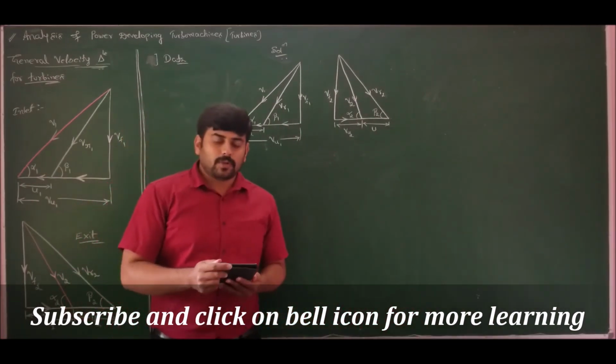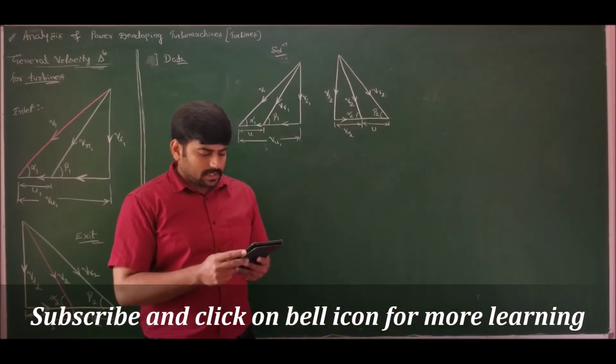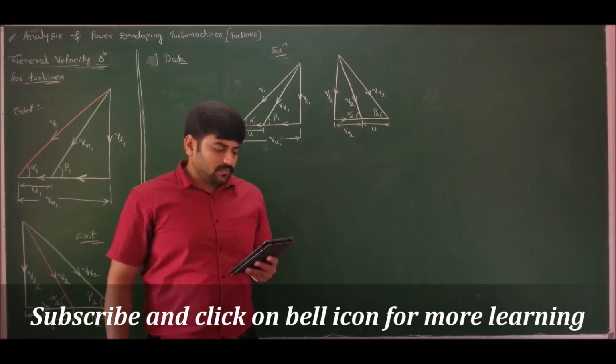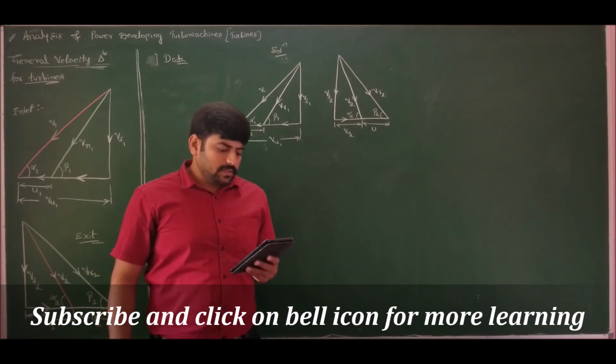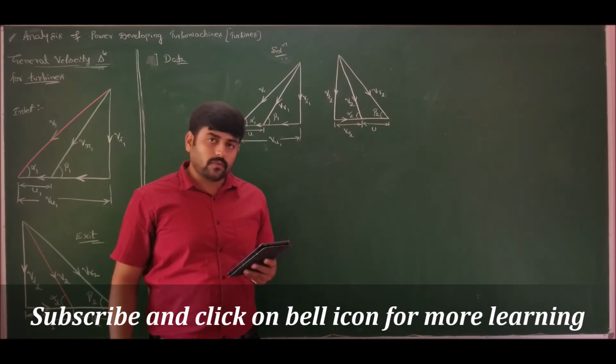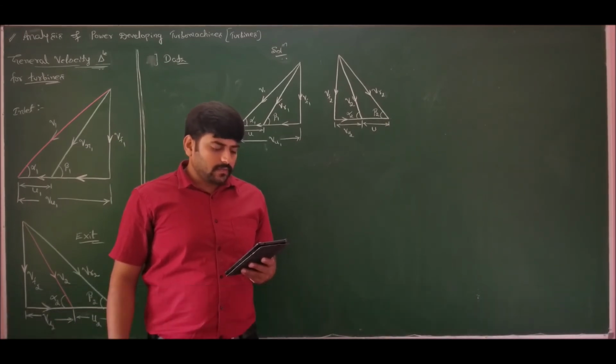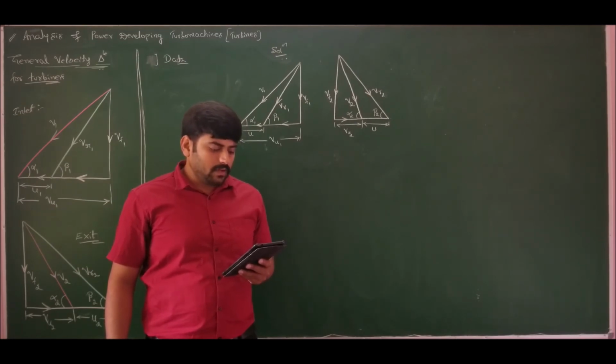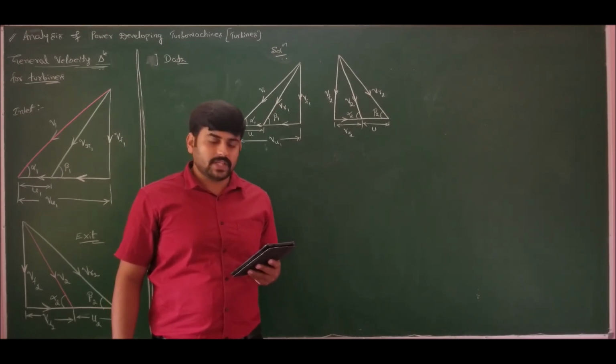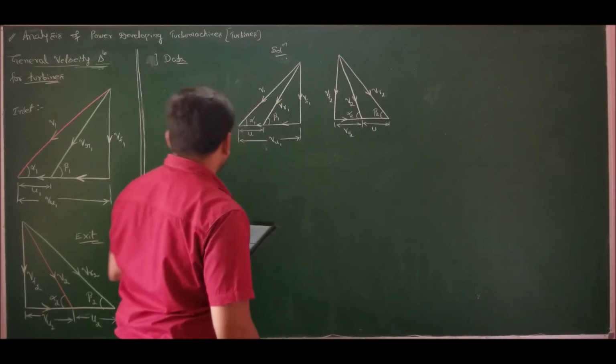Moving to the final problem of this lecture, problem number 10 states that steam emerges from a nozzle of a De Laval turbine with a velocity of 1000 meters per second. The nozzle angle is 20 degrees, the blade velocity is 400 meters per second, and the blades are equiangular. Assume the mass flow rate of 1000 kg per hour, friction coefficient as 0.8, nozzle efficiency as 0.95. Calculate the following: blade angles, axial thrust, work done per kg of steam, power developed, blade efficiency, and stage efficiency. Let us solve problem number 10.